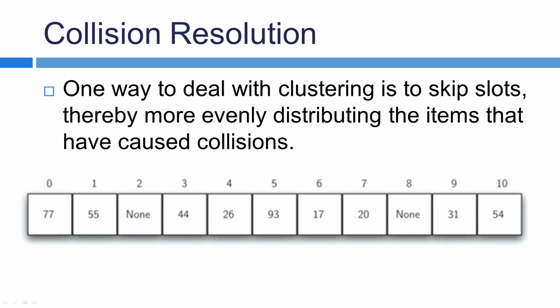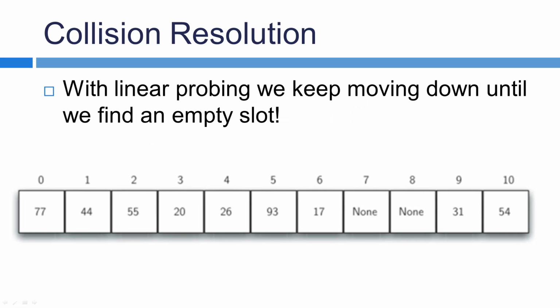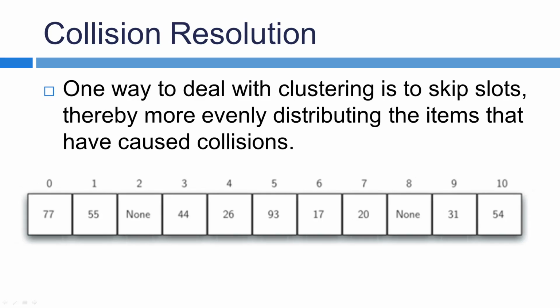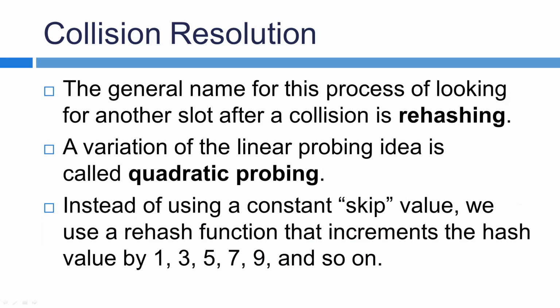So, one way to deal with clustering is to skip slots, thereby more evenly distributing the items that have caused collisions. So if you notice back here, on one slide back, we'll eventually have to keep clustering things towards the beginning of our hash table. But if we want to deal with clustering, we can actually skip a certain number of slots, thereby evenly distributing those items. So the more general name for this process of looking for another slot after a collision is called rehashing. And the variation of the linear probing idea is called quadratic probing.